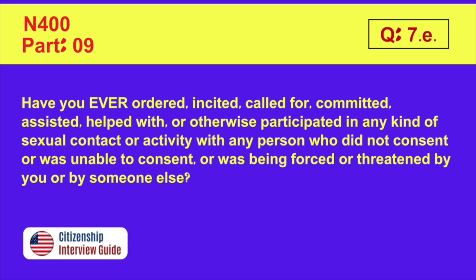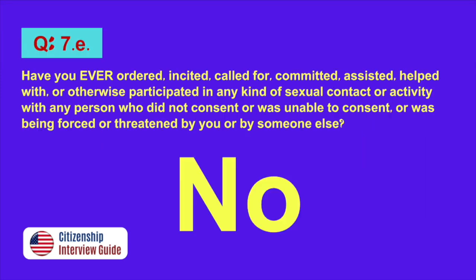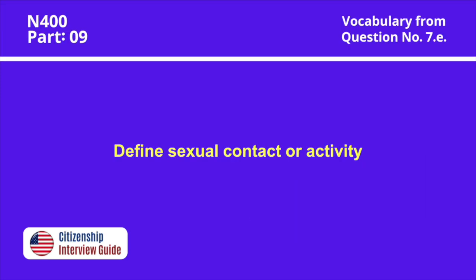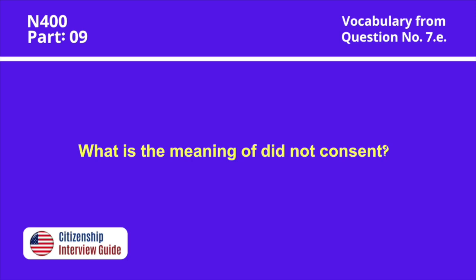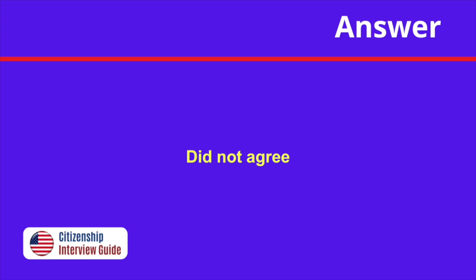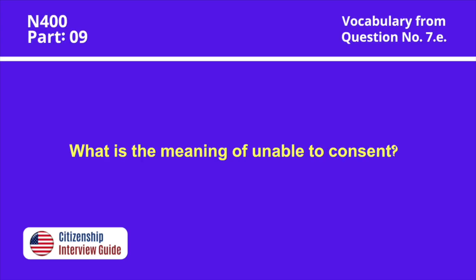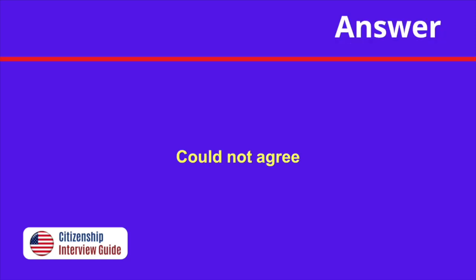Have you ever ordered, incited, called for, committed, assisted, helped with, or otherwise participated in any kind of sexual contact or activity with any person who did not consent, or was unable to consent, or was being forced or threatened by you, or by someone else? No. Define sexual contact or activity. Touching someone sexually. What is the meaning of did not consent? Did not agree. What is the meaning of unable to consent? Could not agree.